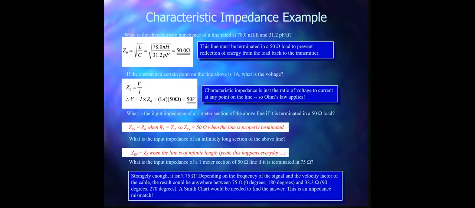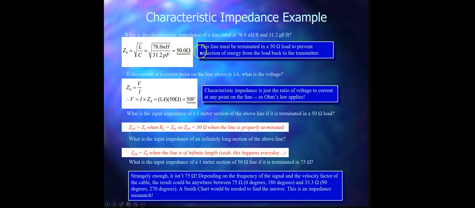Now next is the characteristic impedance, and some examples are given here. First, let me tell you what is the characteristic impedance. It is the ratio of voltage to current at any point, and it is given by this formula: Z0 equals under root L by C. And it is asking what is the characteristic impedance of a line rated at 78.0 nanohenry per foot and 31.2 picofarad per foot. So the inductance and the capacitance are given. You will just put in the values of these two and you will get the characteristic impedance.